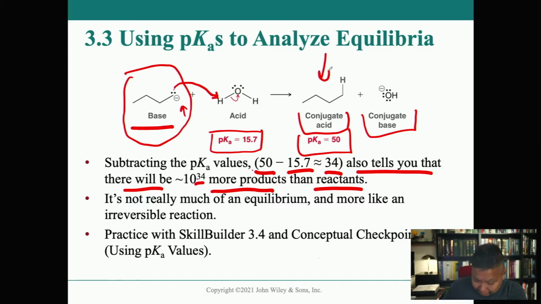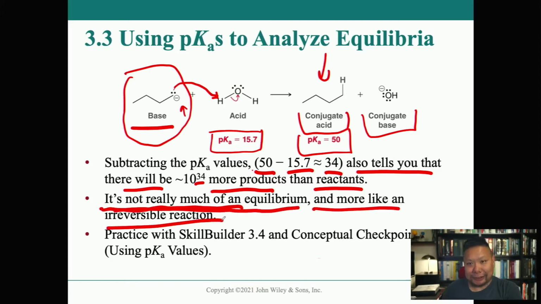But again, moral of the story is that there really isn't much of an equilibrium here. It's more like an irreversible reaction, which means the reaction only goes to the right, toward the products. There's no reverse reaction going backwards. And that's because this guy is so basic. It really wants to pull that proton off.